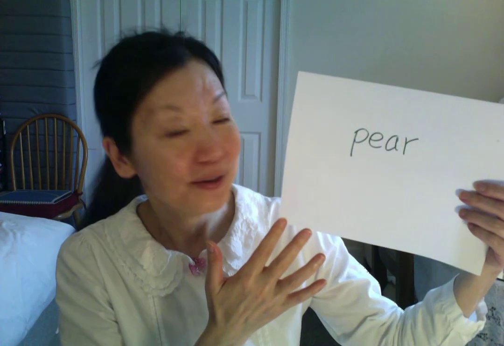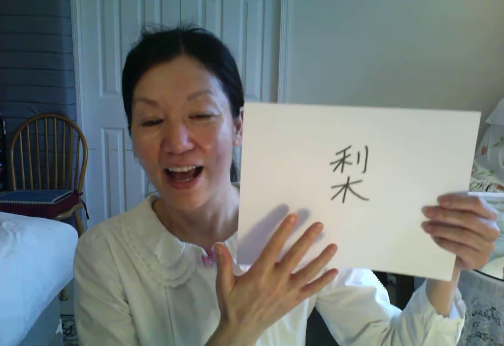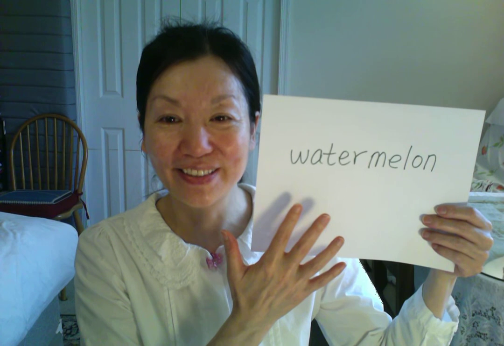Pear. In Chinese, do you like pear? Yes. Li. Pear. Li. Pear. Okay. After pear, we have another fruit. Watermelon. In Chinese, we say what?